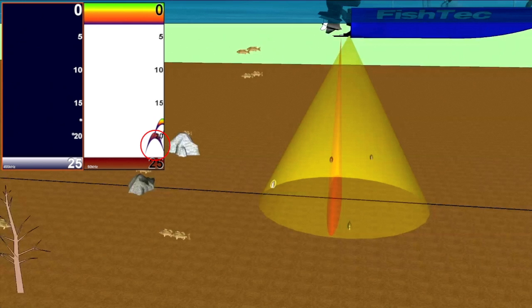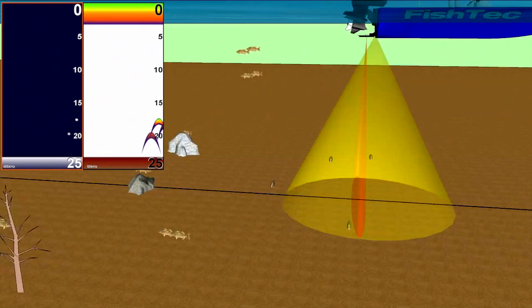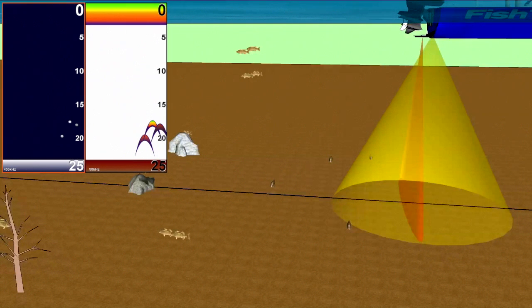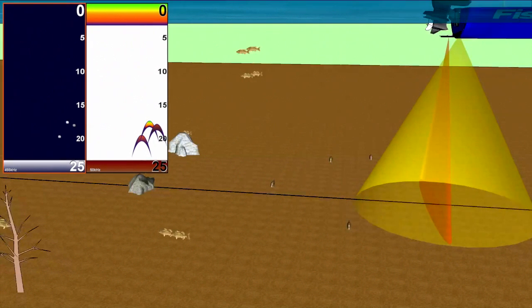The last fish we're looking at is our first fish, just getting to the weaker edge of our coverage area as we move on and we move away from these four fish, of which only three are visible on our sonar.